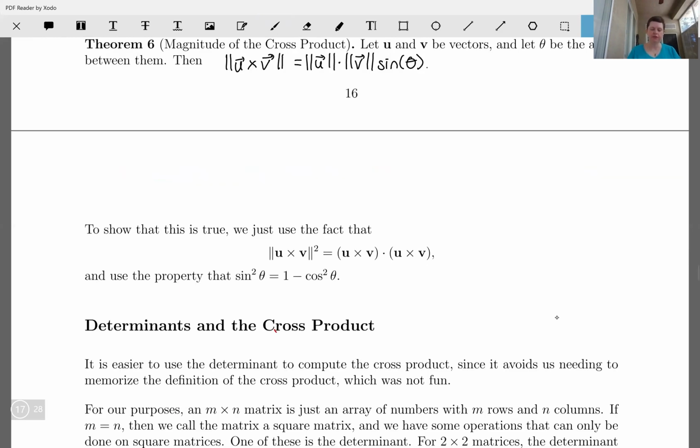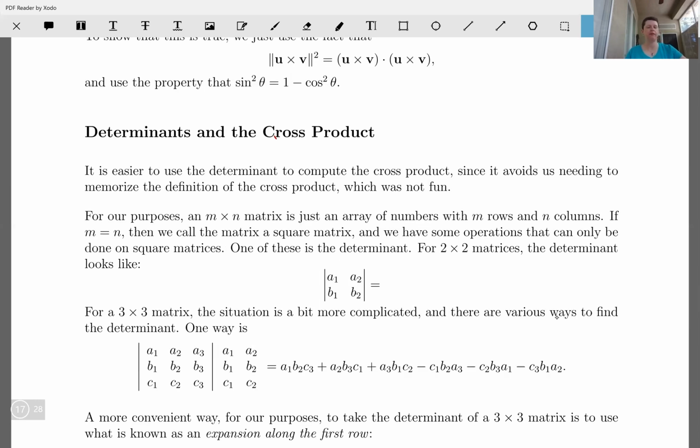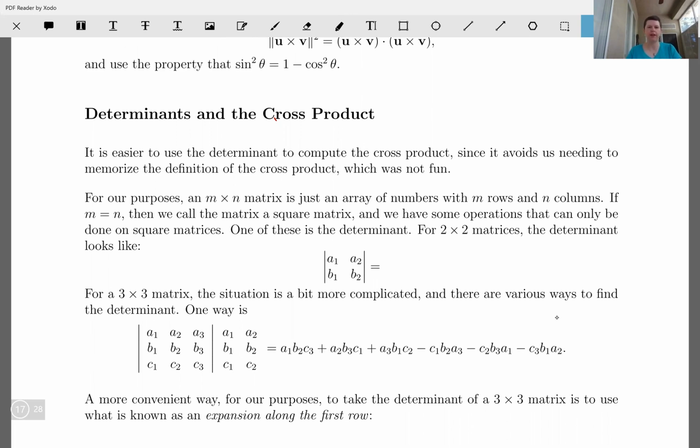Anyway, to show this is true, all we would do is take the magnitude of u cross v squared, kind of like we did with the dot product, which is u cross v dotted with itself, and go through the same argumentation in a similar way that we did when we did the dot product. And of course, we just use the property that sine squared theta is 1 minus cosine squared theta, and we get it. Now, as I promised, the shortcut way, the easier way to compute the cross product is using the determinant, because if we do that, we don't need to memorize that really horrible definition, and it's all good.